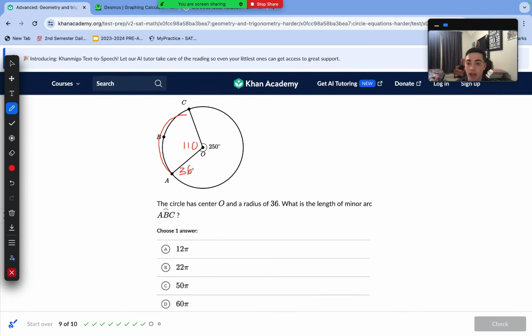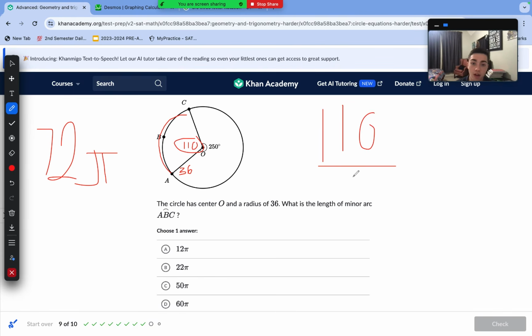Now that we know that the radius is 36, we are going to find the circumference by just multiplying by 2 and putting it next to pi. So the circumference of the circle is 72 pi. Now we need to find what fraction 110 is of the entire circle. So 110 divided by 360 simplifies to just 11 over 36.